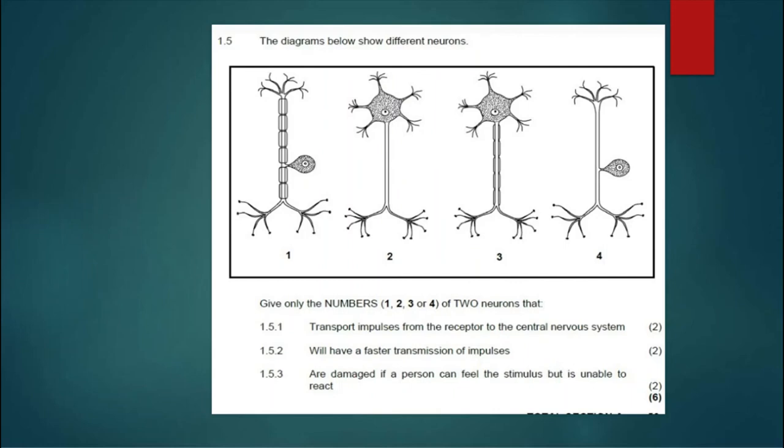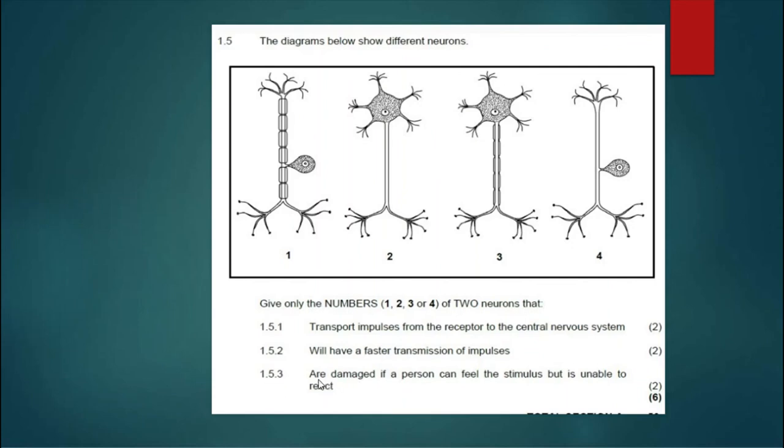Number 1.5.2, give only the number 1, 2, 3, or 4 of neurons that will have faster transmission of impulses. We talked about the myelin sheath, which enables faster transmission of impulses. So your answer would be 1 and 3 because they have myelin sheath. 2 and 4 will not have faster transmission of impulses because they don't have myelin sheath.